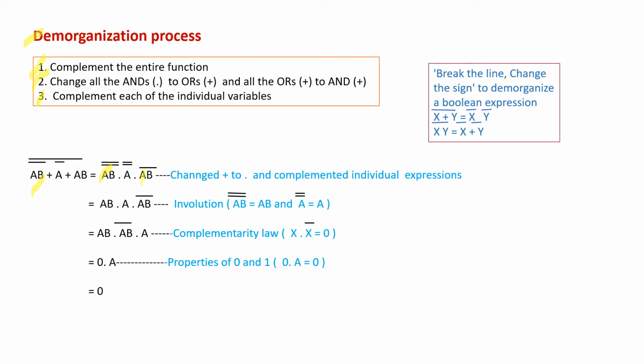The next step we are going to do is involution. So (AB) double complement becomes AB and A double complement becomes A, and that is replaced in the expression. Next we follow the complementarity law, which states that x AND x complement is 0. So that is applied for AB and AB complement, and that part becomes 0. When 0 is ANDed with any Boolean variable, the end result is 0, as we know by the properties of 0 and 1. So A AND 0 gives the result 0.